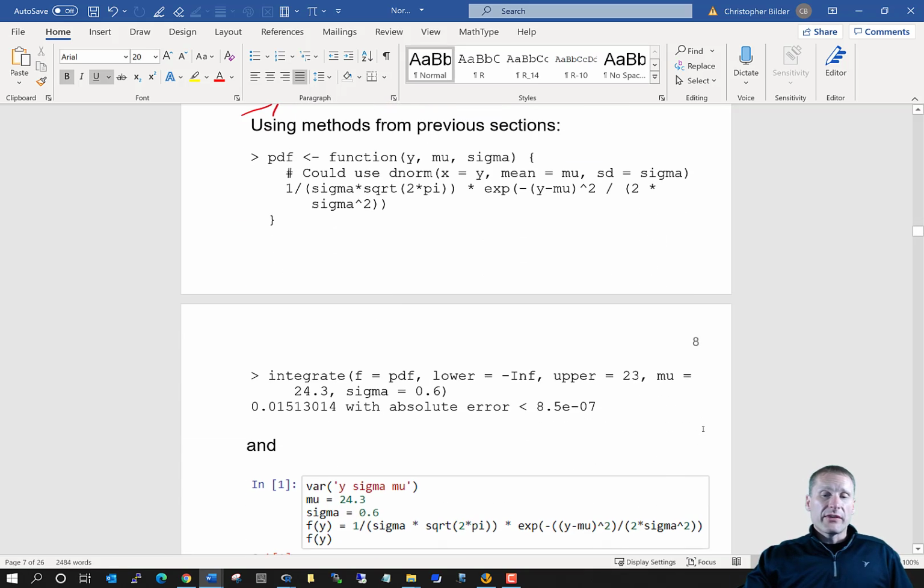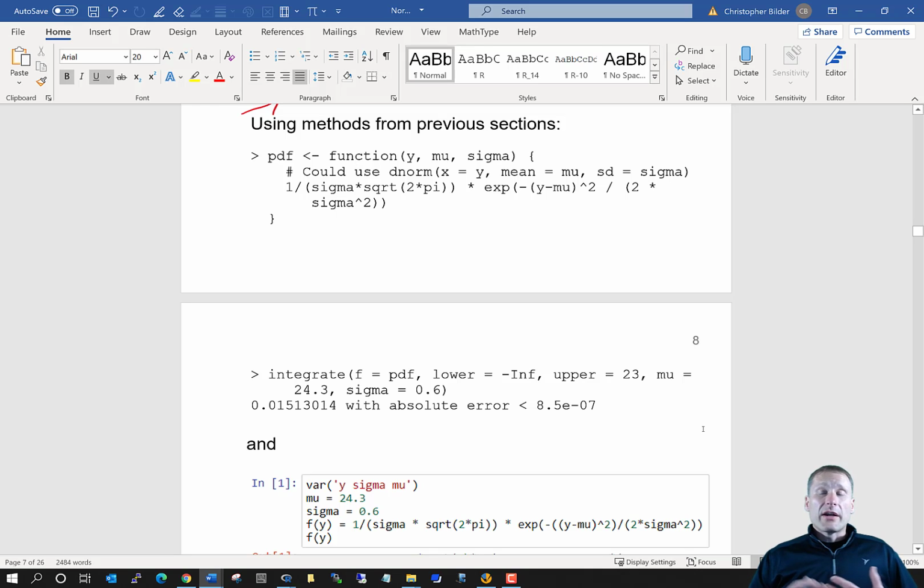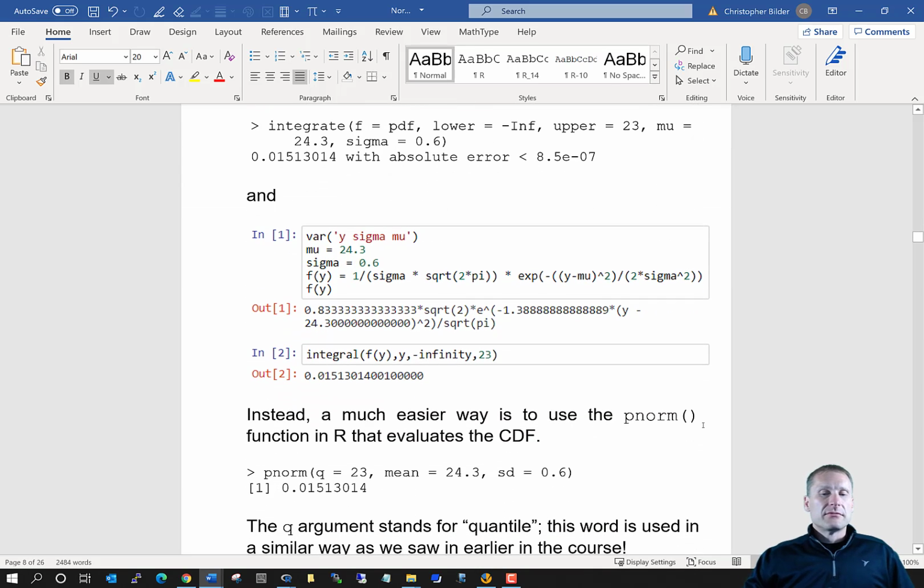Well, similar to previous sections, what we could do is create a function in R that has the PDF in it. And so that's what I did here. And then I can integrate, and I get 0.015, and notice how small that is. Also, one could go to Sage. Again, as we've seen, plug in the corresponding PDF. Notice now I evaluate mu and sigma at their corresponding values. Do the integral, and you get exactly the same result.